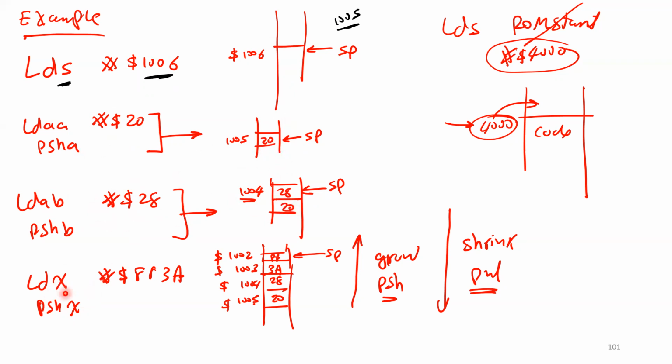And then here, load X with FF3A, and then push X. What's going to happen? This is the stack right now. The stack pointer should be decremented by 2 now because I'm going to push a word. So I decremented by 2, as you see here, guys, and then I'm going to put 2 values. What about the order? It's similar to what we did before: the most significant byte should be at the lower location. So now the stack is growing. Every time I say push, it grows. When I say pull, it's shrinking.